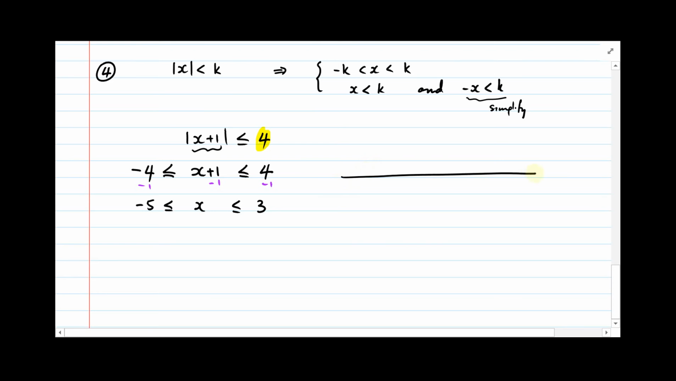The graph of this will be, here's negative 5, somewhere here there's 3. I will put a closed circle at those points, and I will shade everything in between. Okay. So my solution set is exactly what we have written here. The solution is a set of x's such that x is between and inclusive of the endpoints negative 5 and 3.